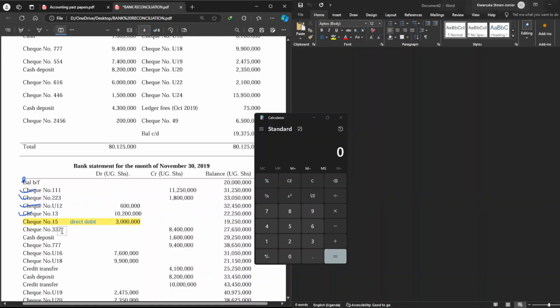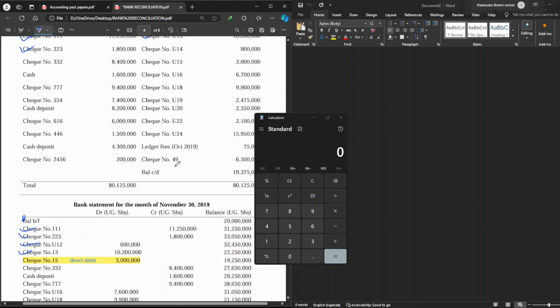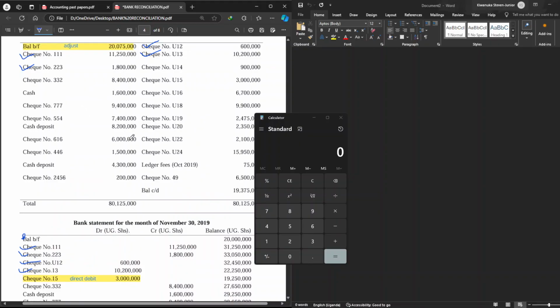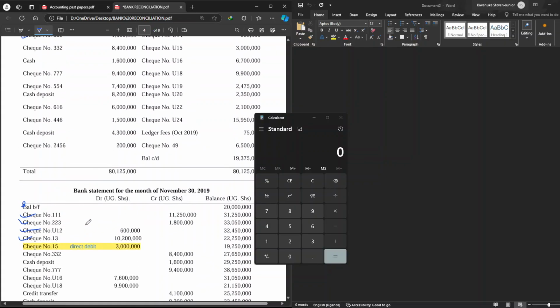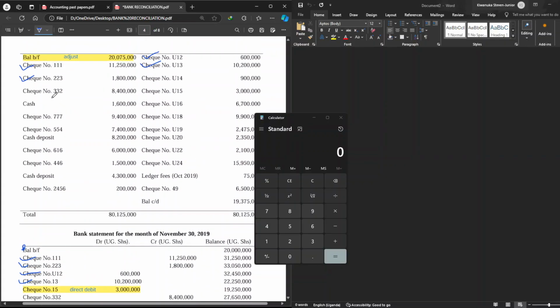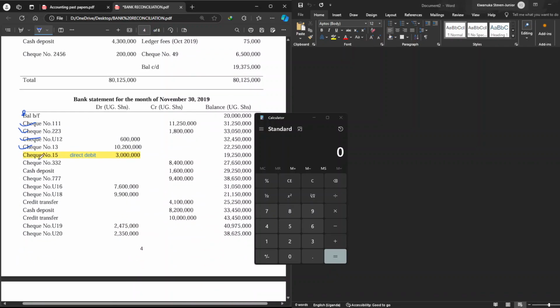We come to check number 332 on the credit side. It should appear on the debit side. Check number 332, 8.4. Is it 8.4? We see that it is correct. So we tick, even here, we tick.